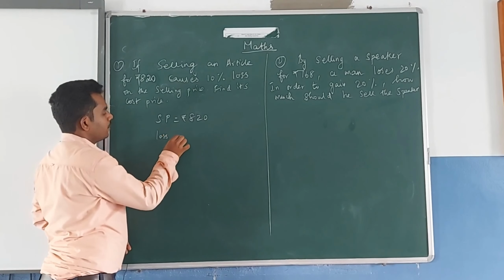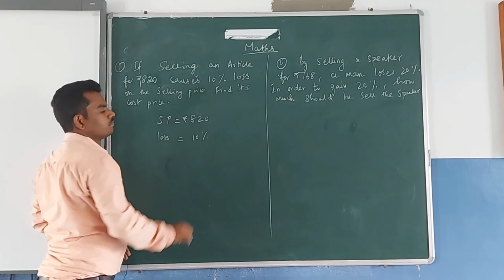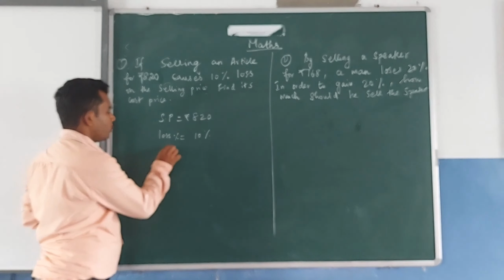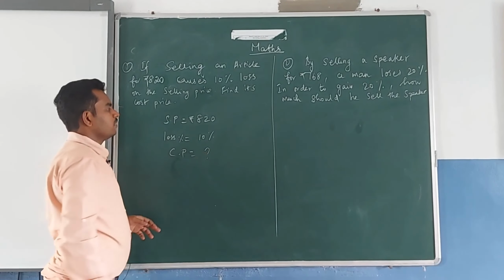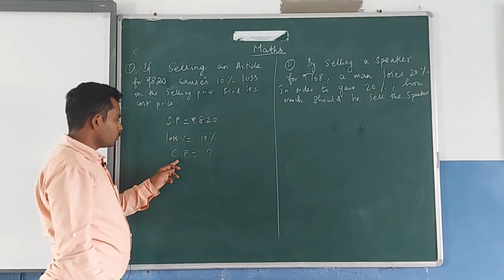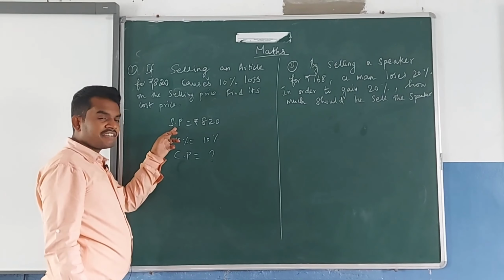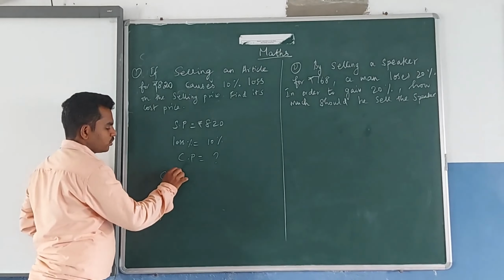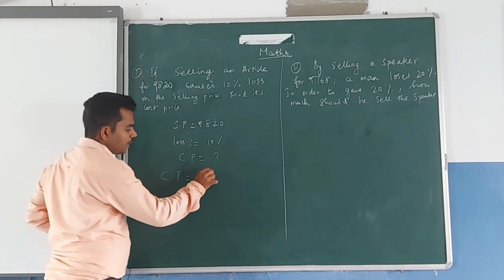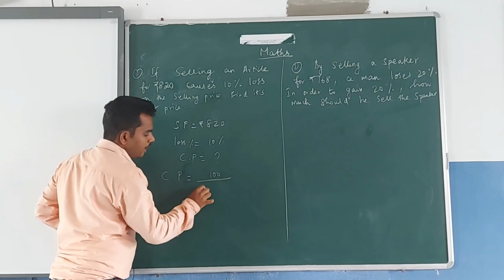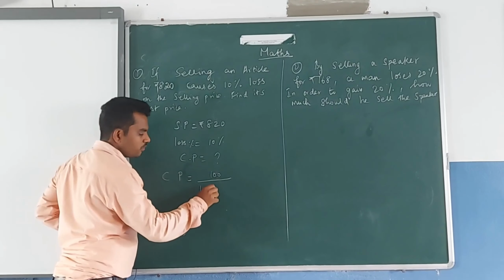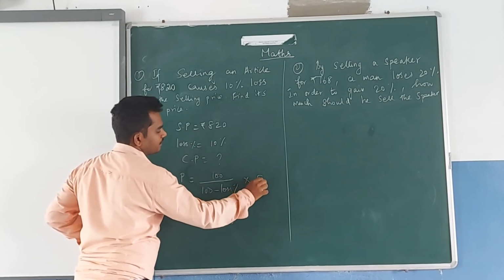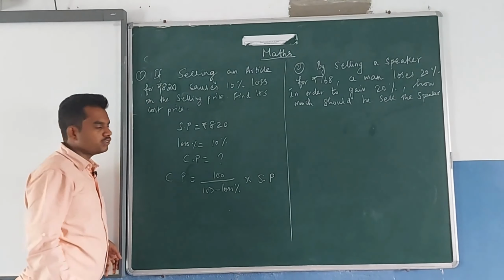So selling price equal to 820, loss 10%. Okay, so loss percentage is 10%. We want to find cost price. So what is the formula for cost price when selling price is given and loss percentage is given? What is the formula? Cost price equal to 100 by 100 minus loss percentage into selling price. So this is the formula.